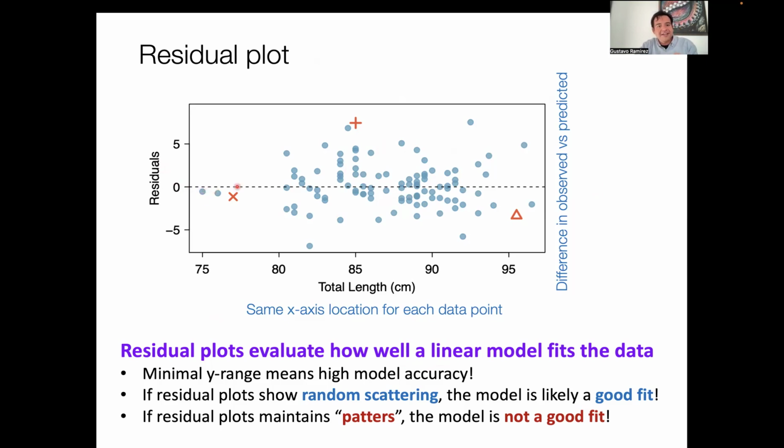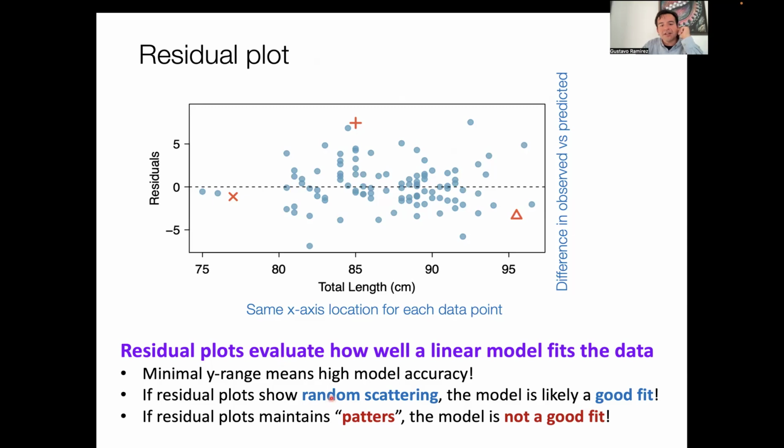So you're never really going to get anything on zero, especially if it's a numerical continuous variable. You will be wrong at a certain decimal point. But again, the smaller the range of Y, the more accurate the model is, because all of the observations are pretty close to the predictions. That's what that means.